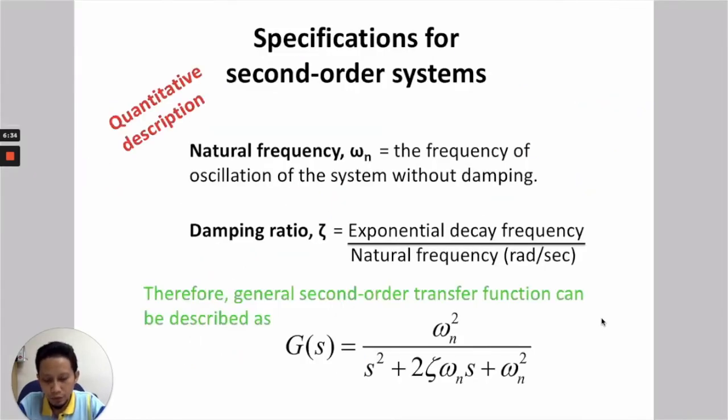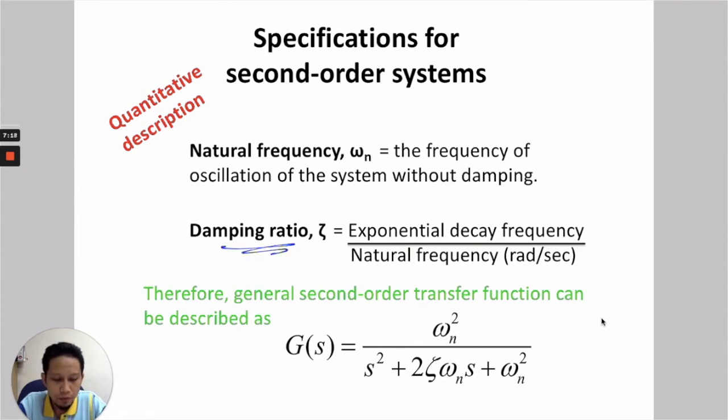So we go to the specification for the second order system. What you need to understand is that we have two components you have to know. We have the natural frequency omega n, which is the frequency of oscillation of the system without damping. Then we have the damping ratio, which is the exponential decay frequency over the natural frequency, in radians per second.